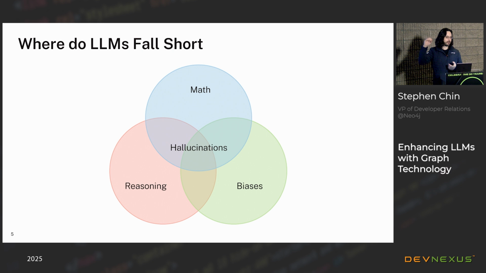The models have an innate bias based on the training material, which we can expose through this intersection of math, reasoning, and biases. Did anyone come to my talk last year at Devnexus? Okay, a few folks in the room. I talked about this last year. The first problem is from last year, so you can't cheat. But the others are new and should be surprising.